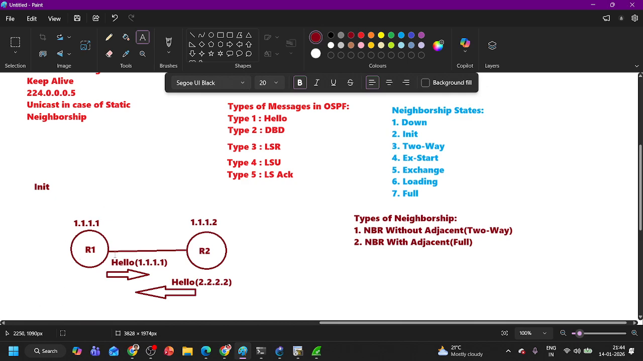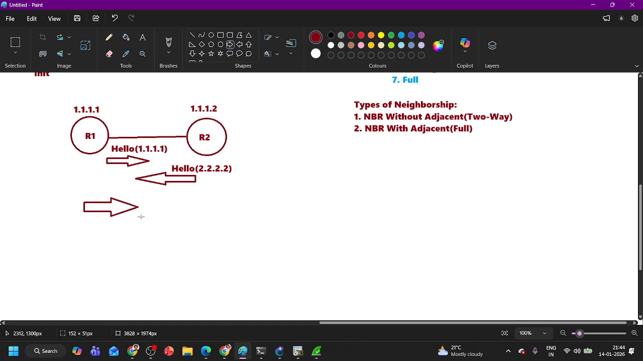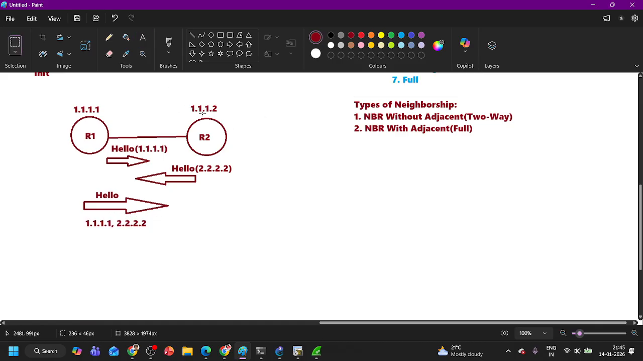But when router 1 receives a hello message from router 2, it is again going to send a hello message after 10 seconds. In that hello message, the router will send its own router ID as well as the neighbor router ID. My router ID is 1.1.1.1 and my neighbor router ID is 2.2.2.2. When the router receives this hello message, bidirectional connectivity is checked. Now router 2 can understand that router 1 already knows me. Router 1 already has information about me. Here the router ID is not 1.1.1.2, it's 2.2.2.2. Correct it.